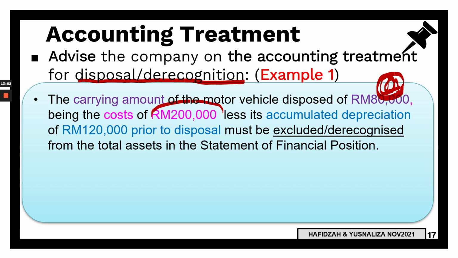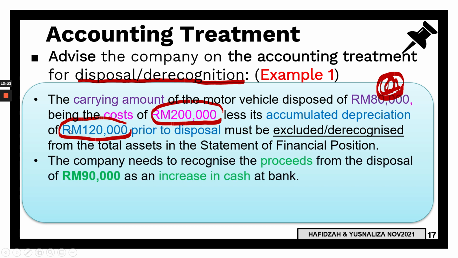That is the cost, 200,000, deducted with the 120,000. That must be excluded. The cost must be removed, and the accumulated depreciation also must be excluded from the total asset or from the PPE in the statement of financial position. That was the first advice, to remove. Second one is the advice to recognize the proceeds of the disposal of 90,000. So the company should have increased the bank account because we earlier debited the bank account.